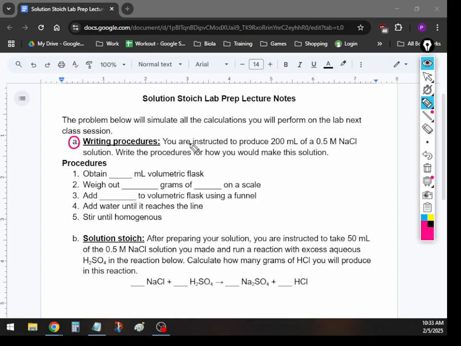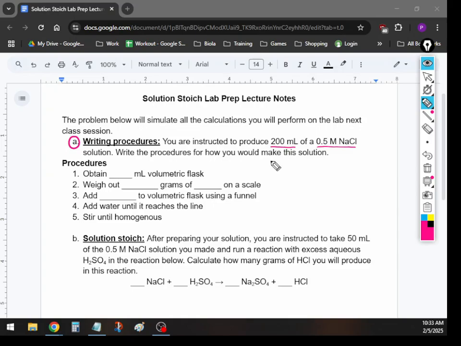So if you are supposed to make 200 mL of a 0.5 molarity NaCl solution, these are the procedures you're going to follow. And again, the procedures are always the same thing. You just need to fill in the blanks with the numbers and the chemicals. All right, so let's do our calculation first.